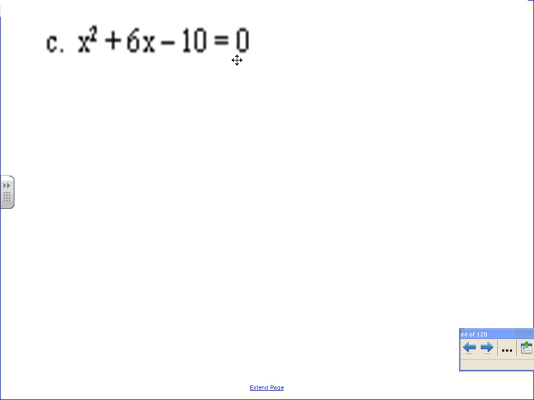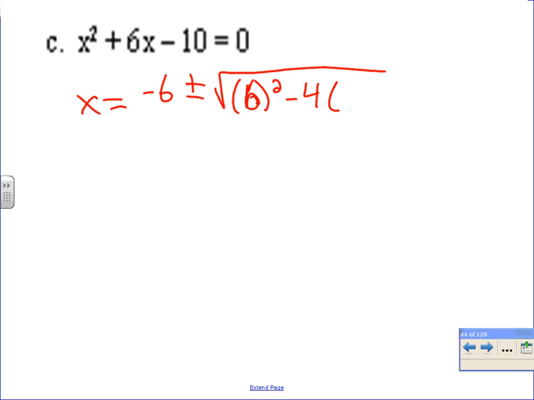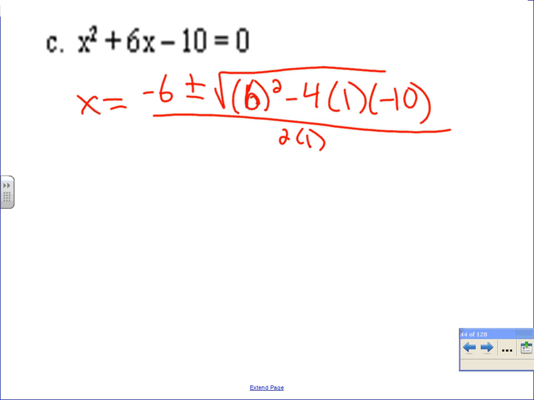Okay, so we're going to use the quadratic formula for this problem. If we try to factor this, I promise there's nothing you can find that multiplies to negative 10 but at the same time adds to 6. So we need to use the quadratic formula. X equals the opposite of b, which in this case is negative 6, plus or minus the square root of 6 squared, which is b squared, minus 4 times a times c, all over 2a, which is 2 times 1. Just make sure you plug everything in correctly.